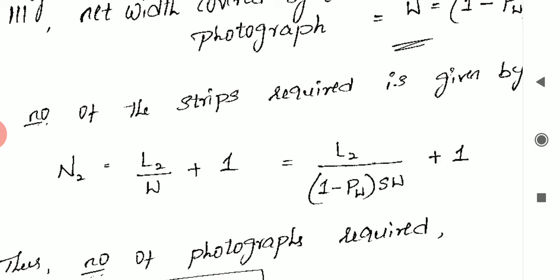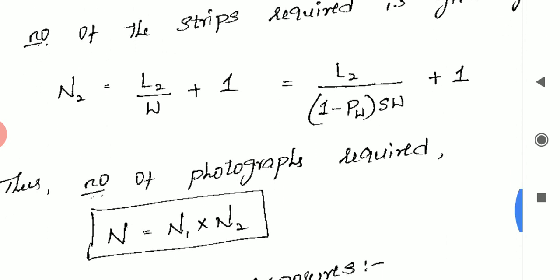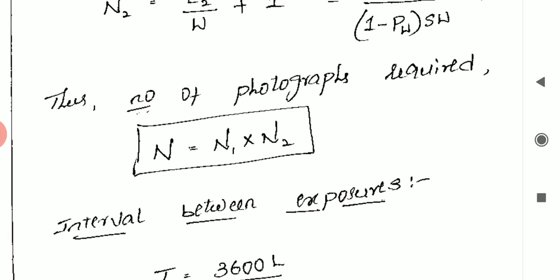We have to fill W value in N2. After that substitution, we will get the value N2, that is nothing but L2 divided by (1 minus PW) into SW plus 1. So the number of photographs required is N equal to N1 into N2.